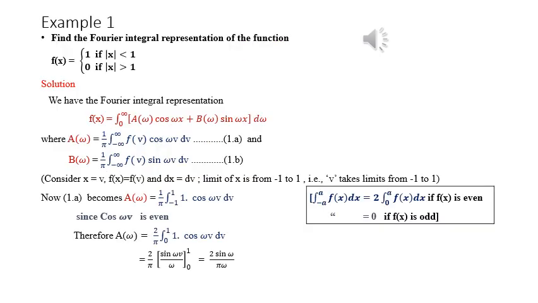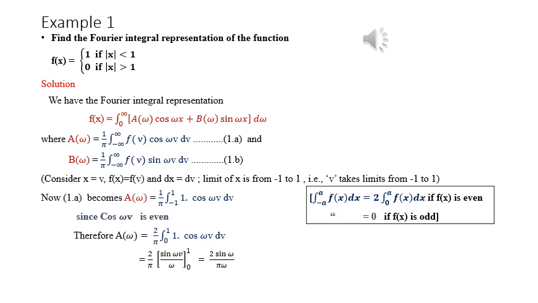Now let us come to our first problem. Example 1: find the Fourier integral representation of the function f of x is equal to 1 if modulus x less than 1, and 0 if modulus x greater than 1. As you know, the given limit is modulus x less than 1. That means x varies from -1 to 1.